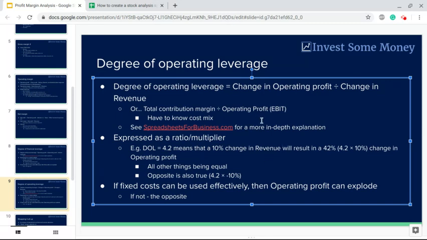Don't you love how I edit my slides on the fly here? Real polished, I know.